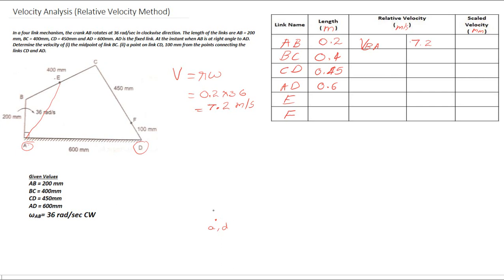First of all, we have to draw the velocity of the link AB. We know that the velocity of this link AB will be perpendicular to the link. Now we can see that the velocity of the link AB is in this direction, which is perpendicular to the link AB, and the direction is in this sense. It is because the rotation is in counterclockwise direction, so that the link will move like this.